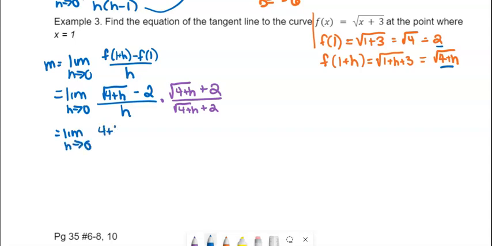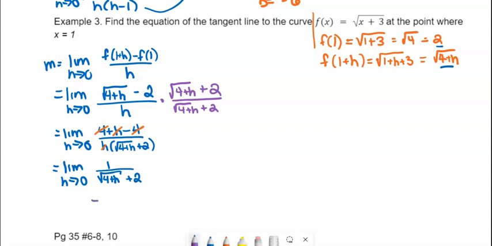Okay, so that's going to give me 4 plus h on the top minus 4 all over. I'm not actually going to multiply this in because I might be able to cancel something later. I don't know yet. Okay, now I'm going to, oh, these guys just cancel here. And this h can just cancel. So that simplifies pretty nicely. So on the top, I just have 1 and all over 4 plus h plus 2. And now that I can plug in 0 into this spot, I can actually solve it. 1 over 4 plus 0 plus 2 is 1 over 4.